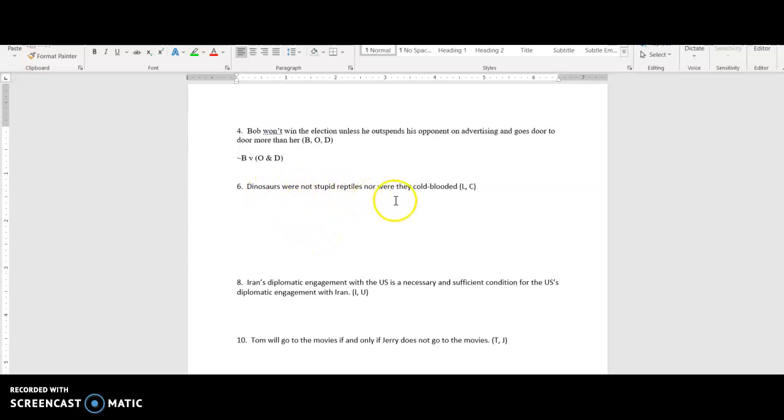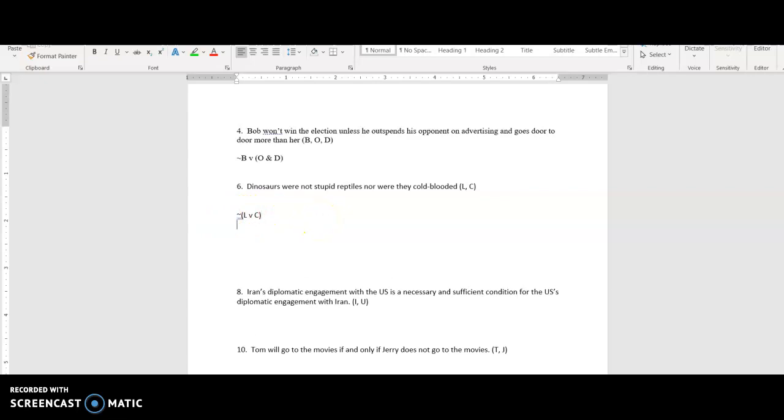So dinosaurs were not stupid reptiles, nor were they cold-blooded. So again, this is kind of like a neither-nor sentence. Not L or C. Not either-or. Neither-nor. Or again, an equivalent sentence is not L and not C. Dinosaurs aren't stupid and dinosaurs weren't cold-blooded. These are equivalent.